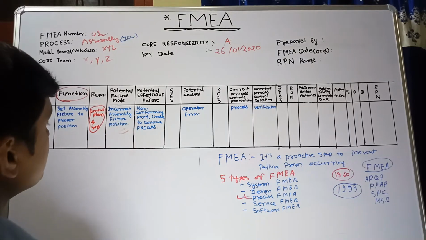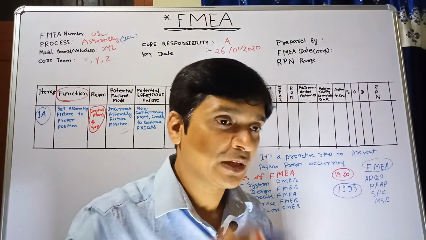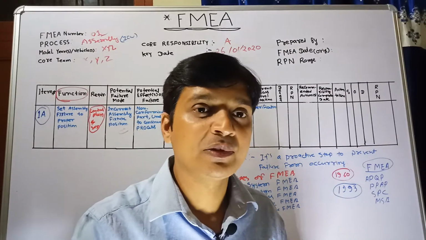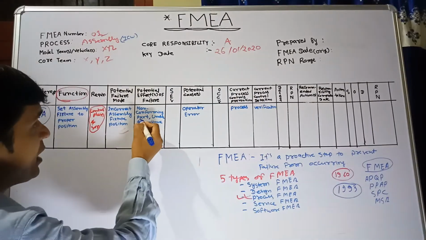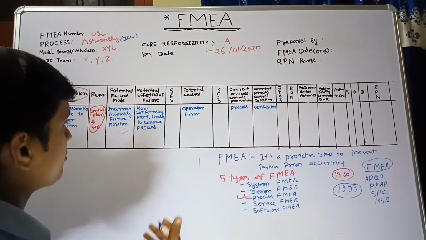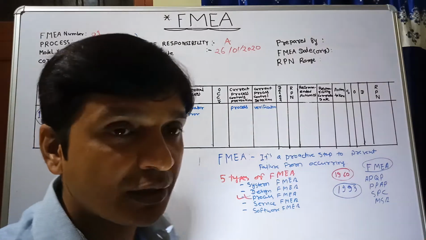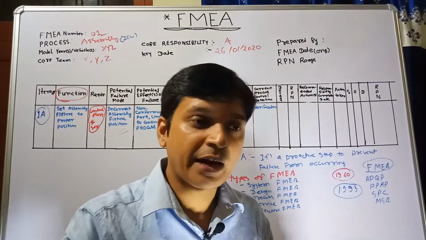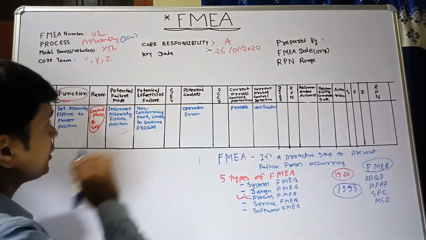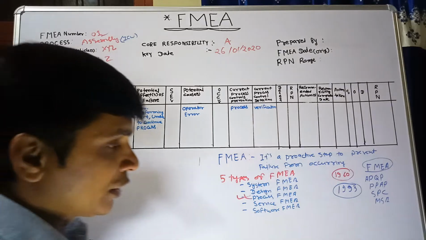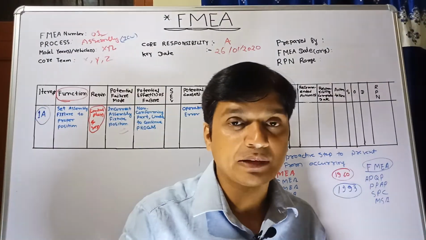Next is the potential effect of failure. If the operator sets an incorrect position of the fixture, what will be the effect on our product? A non-conforming part, meaning an NG part, a rejection part, and the process is unable to continue. Your process will not run, because if your fixture and jig alignment is wrong, your product will definitely be damaged. Then severity: how will the product affect the customer directly, which is very important.